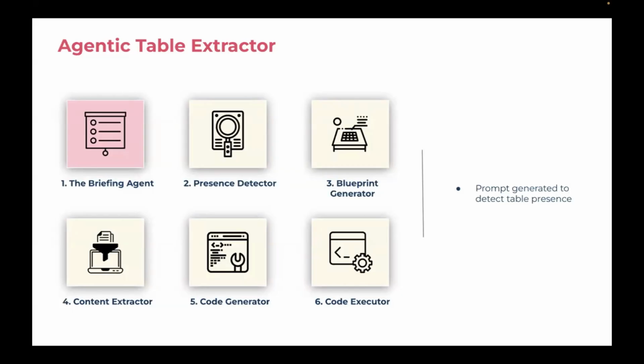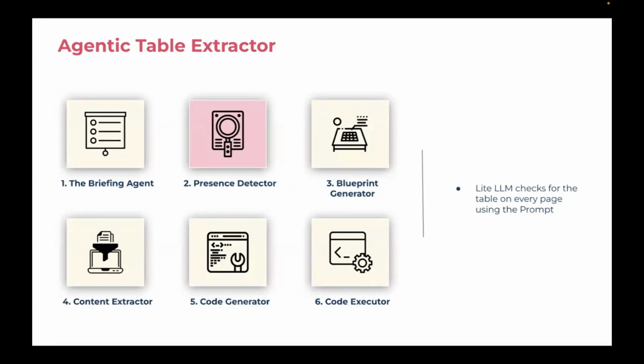Once the briefing agent writes the prompt, it gets passed on to the presence detector, which is a light LLM, and it basically uses that prompt and flips through every page of the document to answer one simple question. That is, does this page have the table that we want or not? So it's not trying to read the details of the page, it's just sorting through the pages and putting them into 2 piles so that when the expensive models that come in subsequently in the pipeline to extract the data from the tables, they do not end up working on all the pages, but just those that matter.